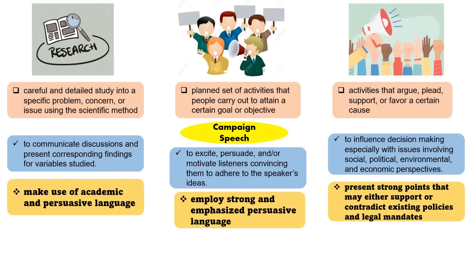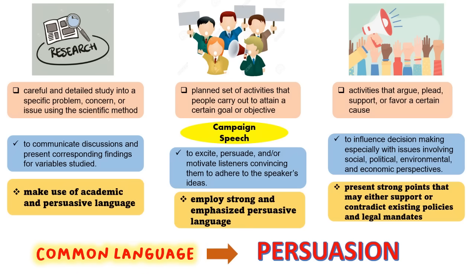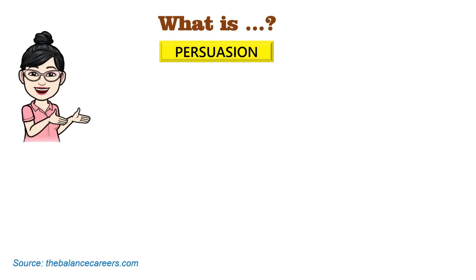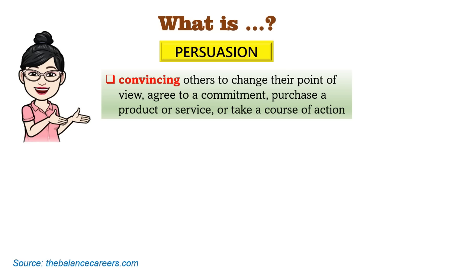While the said fields differ at some extent, one common aspect that can be observed among them is the use of a common language. Simply put, the element of persuasion is the common factor one may observe in the language used in research, campaigns, and advocacies. According to thebalancedcareers.com, persuasion is convincing others to change their point of view, agree to a commitment, purchase a product or service, or take a course of action.